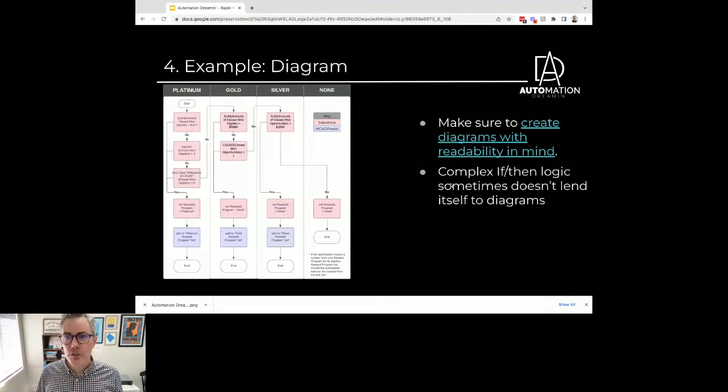And I should also say too, complex if-then logic sometimes can get unwieldy in a format like this. So your mileage may vary. Use common sense in terms of what makes sense, and know that these are communication tools. So just make sure they're readable.